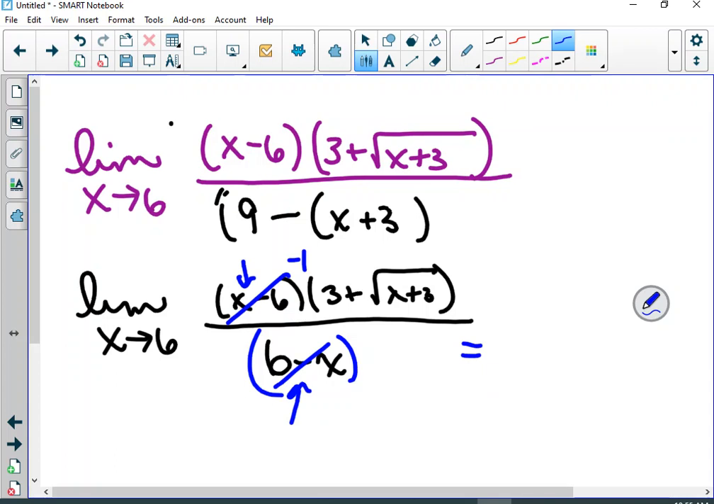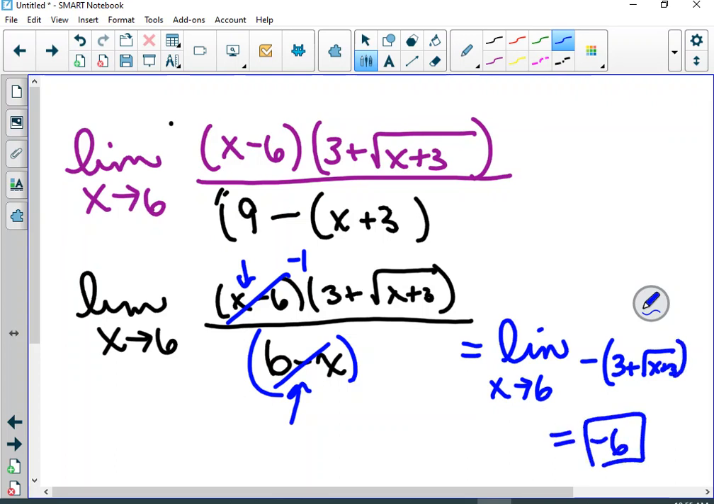And so then we substitute in, so the limit as x approaches 6 of negative 1 over the expression 3 plus root x plus 3 ultimately is -1/6. Hopefully that was a full, complete solution of the problem.